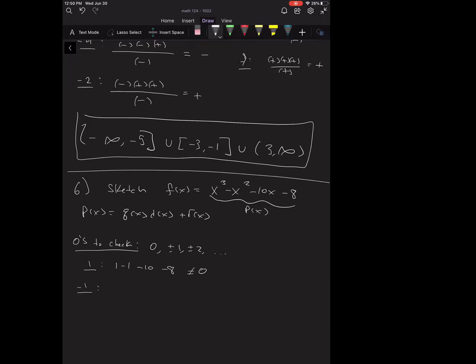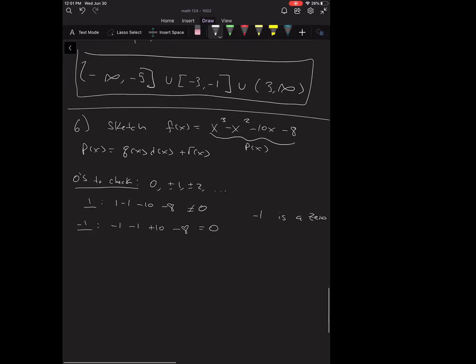If we plug in minus 1, sorry, we get minus 1 minus 1. Plug minus 1 in here, we get minus 1 and minus negative 1 squared, which is minus 1, plus 10 minus 8. And so this is going to be 0. So this is good. We found that negative 1 is a 0. So what we do then is we do synthetic division with this minus 1.